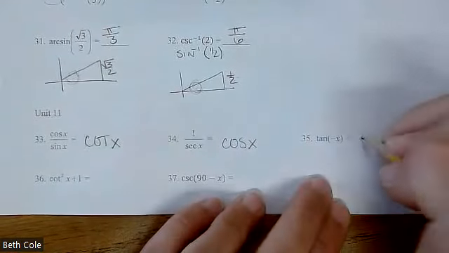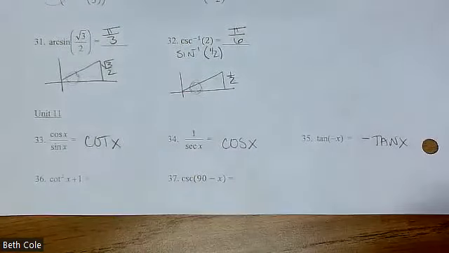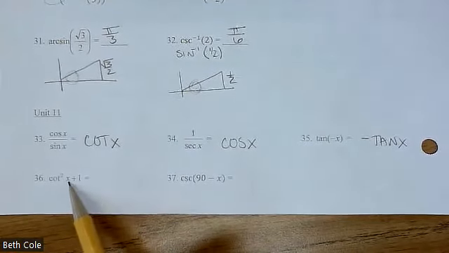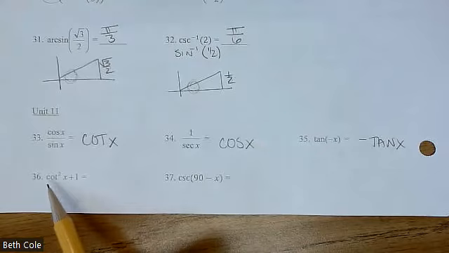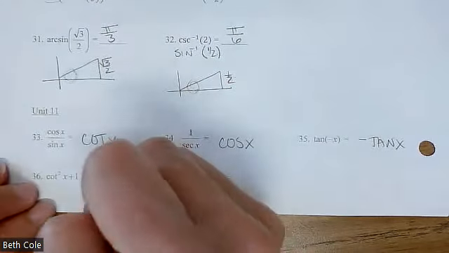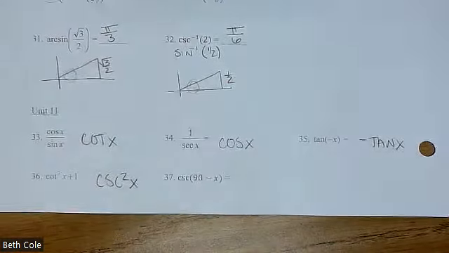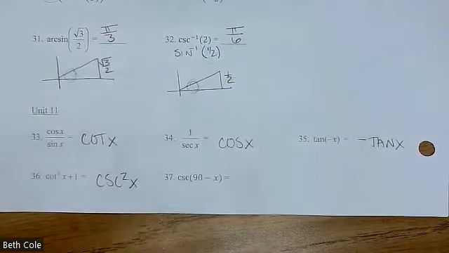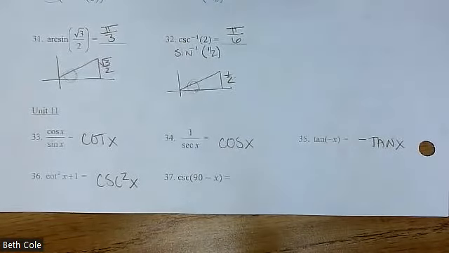Tangent negative x, negative tangent x. The two that turn positive are the even ones, which are cosine and secant. All the rest of them go negative. The Pythagorean ones are hard. Those ones you kind of do just have to memorize. This one is cosecant squared. Maybe just look over the Pythagorean one. Do you remember the first one, sine squared plus cosine squared equals 1? I think that's probably the one I put on there.